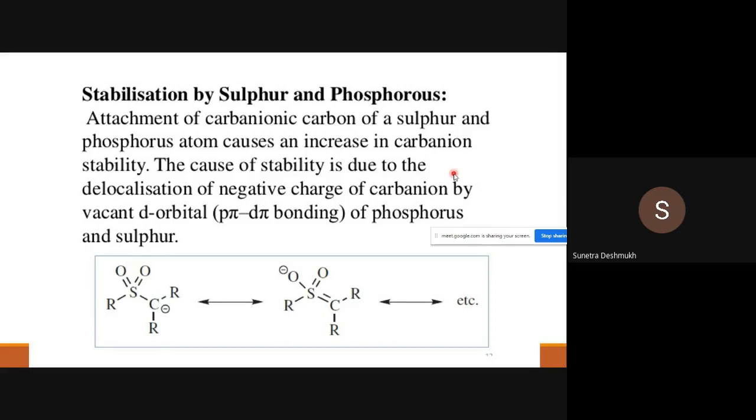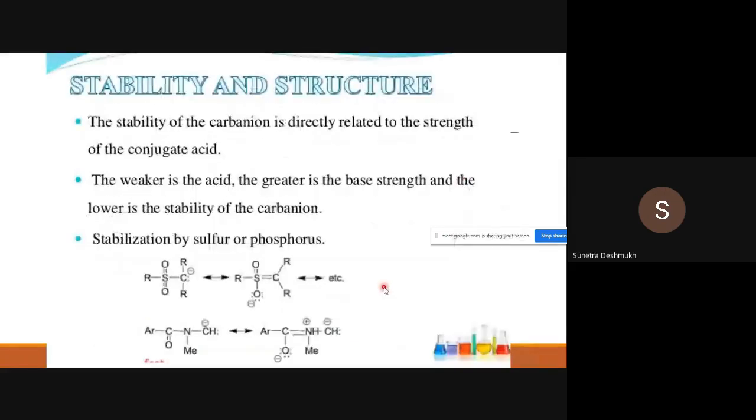Now again, there are some examples of stability and structure. The stability of carbanion is directly related to the strength of the conjugate acid. That point we didn't take. The weaker the acid, the greater the base strength, and the lower the stability of the carbanion. Okay, stabilization by sulfur or phosphorus.